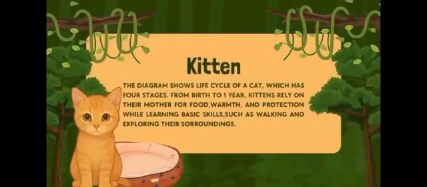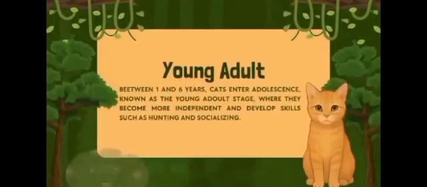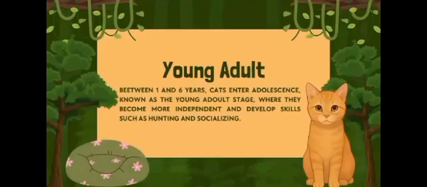Kitten. The diagram shows the life cycle of a cat, which has 4 stages. From birth to 1 year, kittens rely on their mother for food, warmth, and protection, while learning basic skills such as walking and exploring their surroundings. Young adult. Between 1 and 6 years, cats enter adolescence, known as the young adult stage, where they become more independent and develop skills such as hunting and socializing.